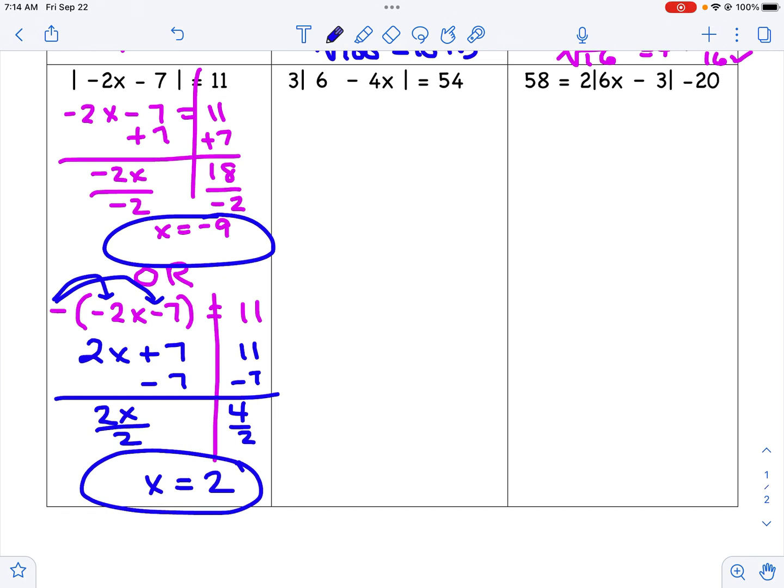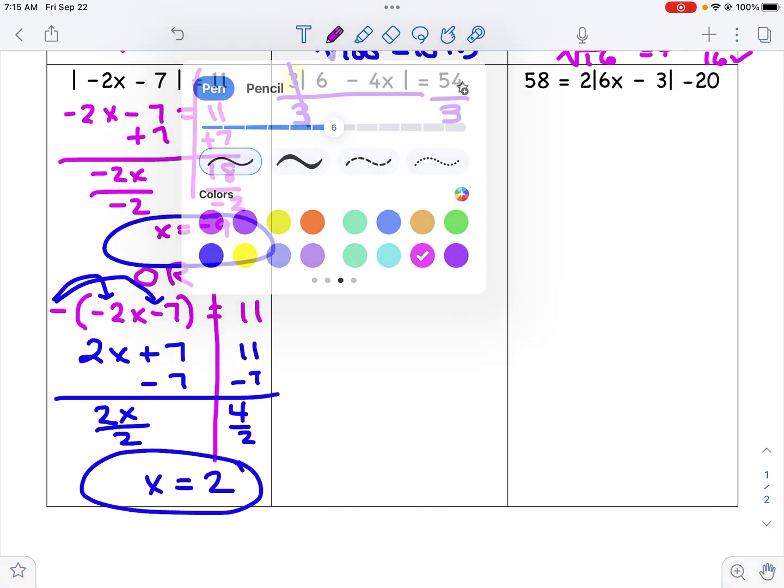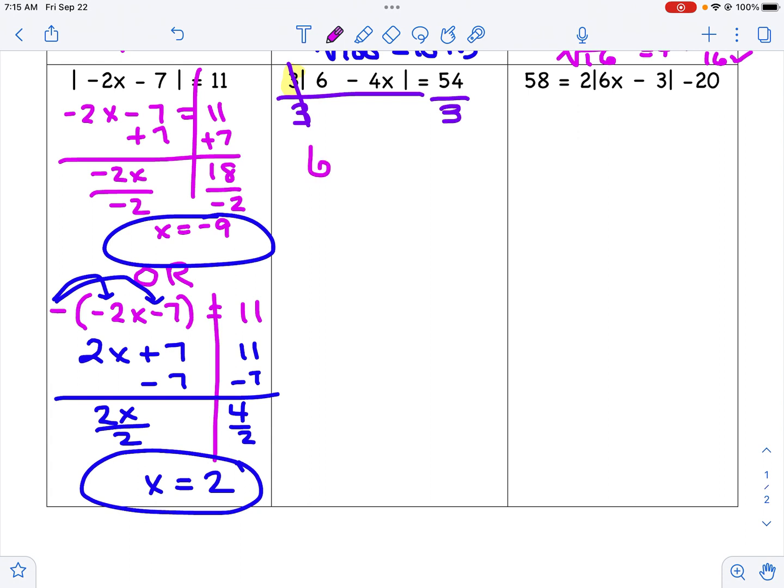Okay, so on the second problem, you notice that the absolute value is not isolated. There is a 3 out front that needs to be taken care of. So before I can get started, I'm going to have to take care of that 3. So let's divide both sides by 3. These will cancel out, and I'll be left with 6 minus 4x equals 18.